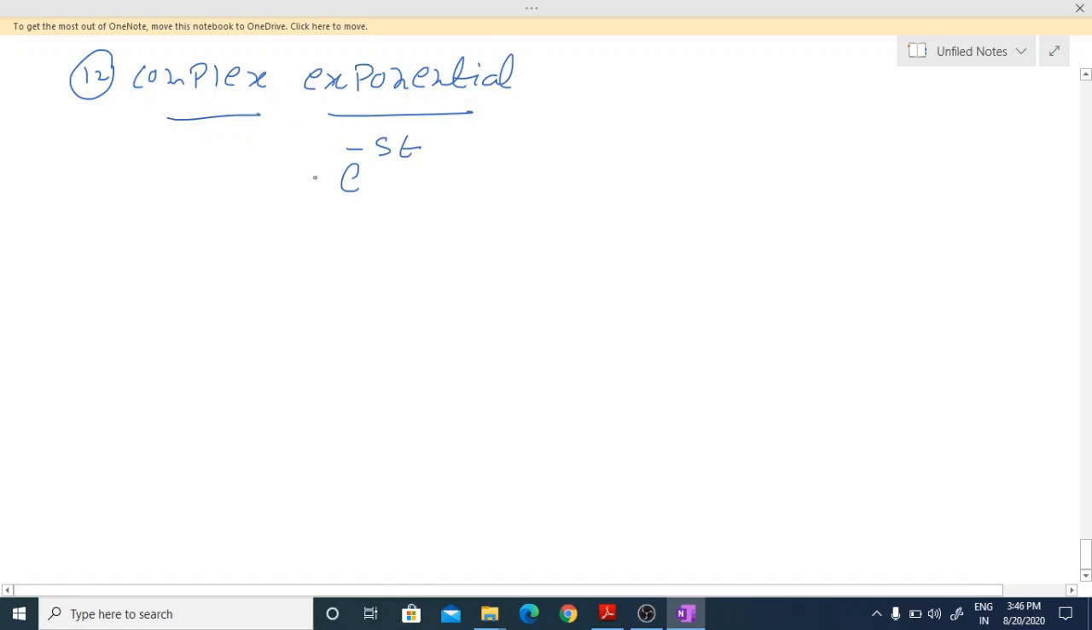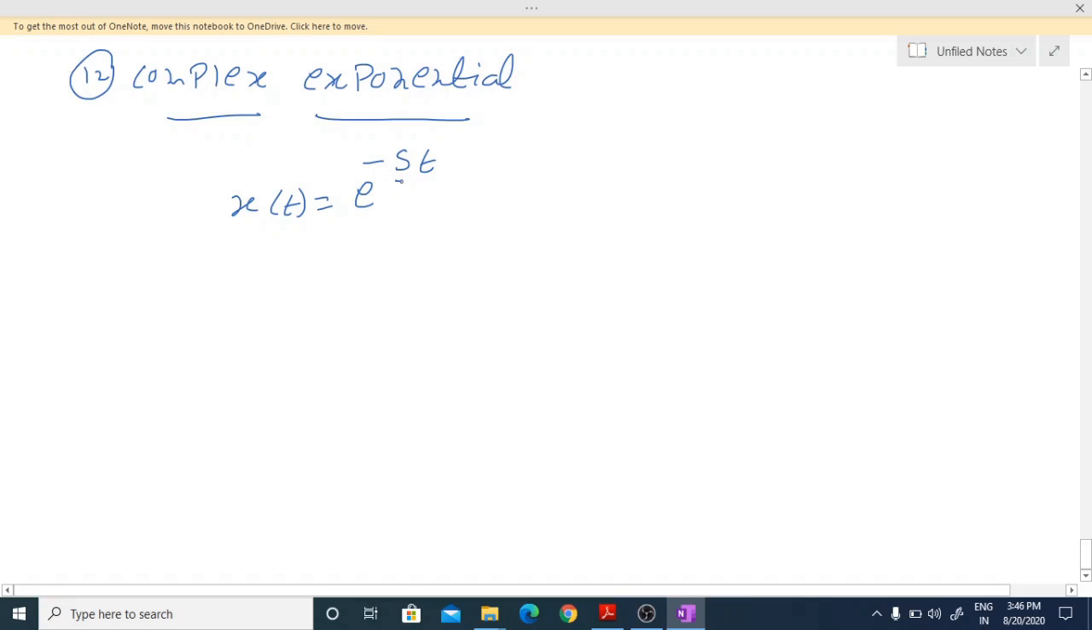And the next one is the complex exponential signal. Here, the complex exponential signal is defined with e power minus st. So now e power minus st equal to x of t.